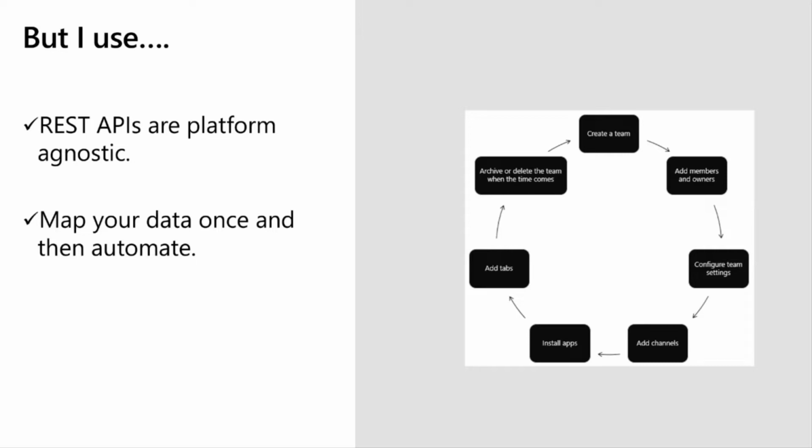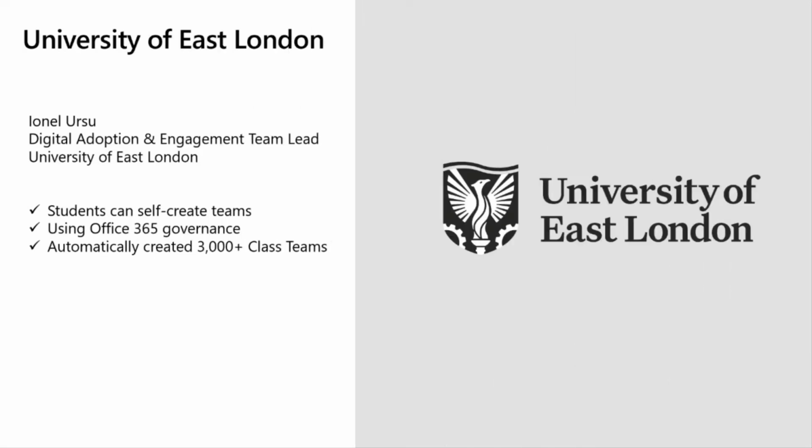Now, you might be saying, all right, this is all sounding pretty good, but I want to see this tangible. Show me an example of where this is real. And that's exactly what's happening today at the University of East London. Yanel and the team there have done a fantastic example of taking advantage of the Microsoft Graph, where they have firstly empowered their staff and students. So staff and students, for example, can self-create teams. They're using Office 365 governance to make sure that students are empowered to be able to, for example, have remote social spaces. But what they've also done is they're taking advantage of the capabilities of the Microsoft Graph, and they're automatically creating 3,000 class teams today.